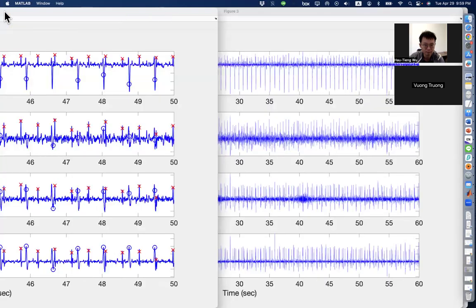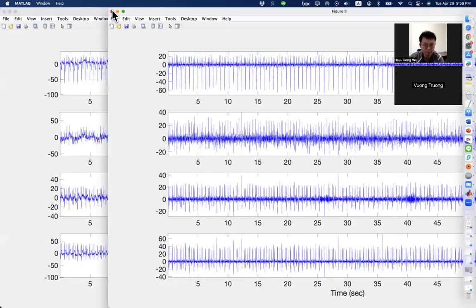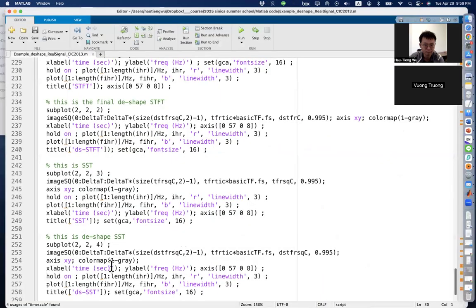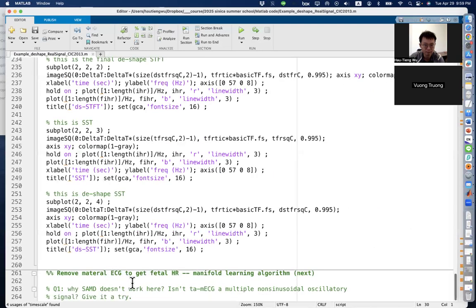Okay, and so I think that is pretty much about how to utilize Dshape in a real database. And we will continue next time with how to remove the maternal ECG and get fetal ECG, even get fetal heart rate, and that will be the manifold learning part. Okay, that will be the next part.